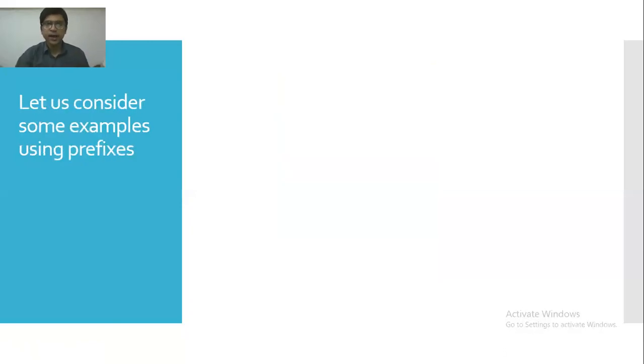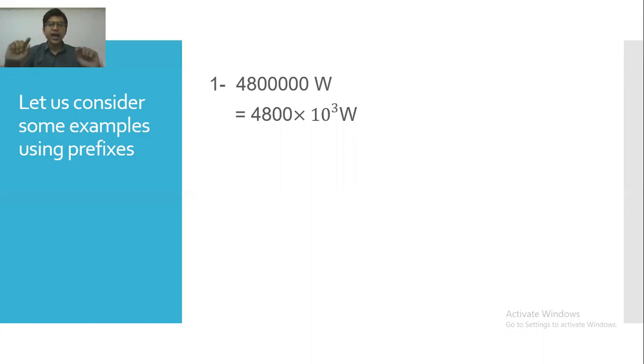Here, I have example number 1, which is around 48 lakh. This is a very big number. What I'm going to do is use prefixes. How? Firstly, I have to write this big number as 4800 into 10 raised to the power 3 watt. Now what I have done is I have shifted my decimals. I have shifted 3 places towards left, and I have multiplied by 10 raised to the power 3.